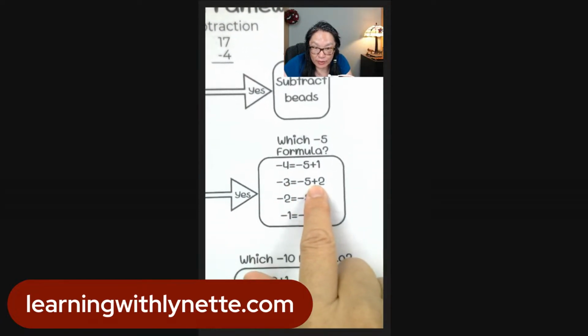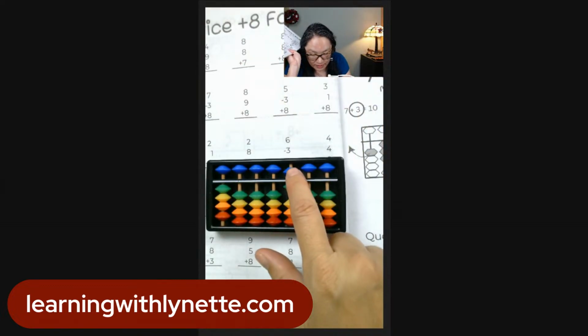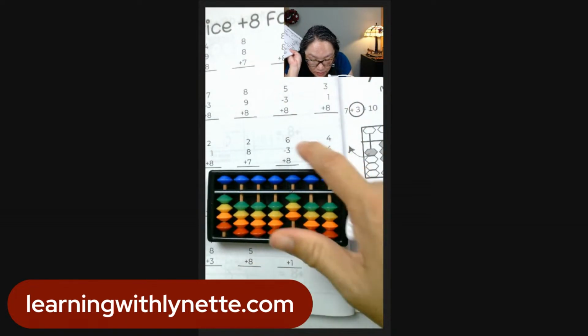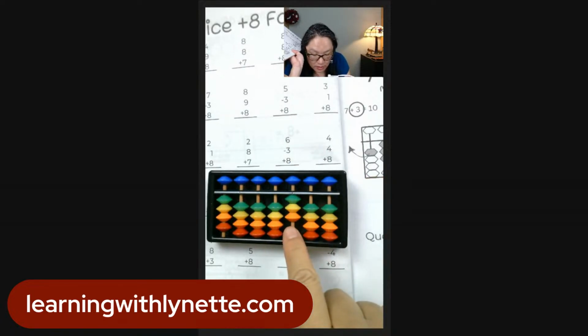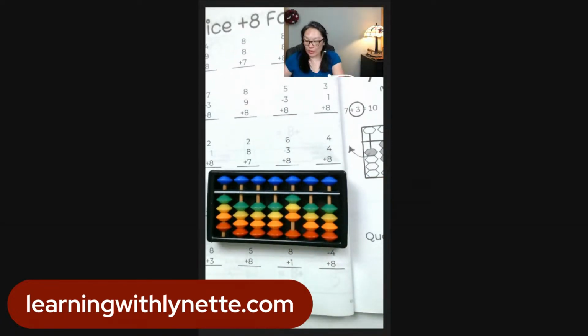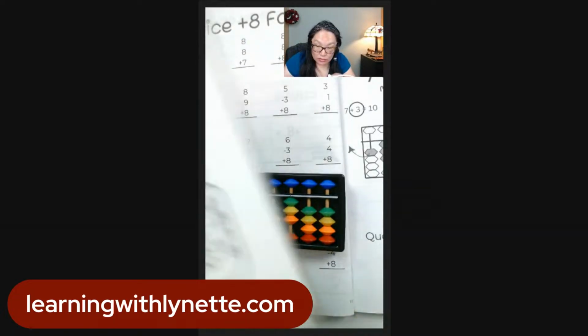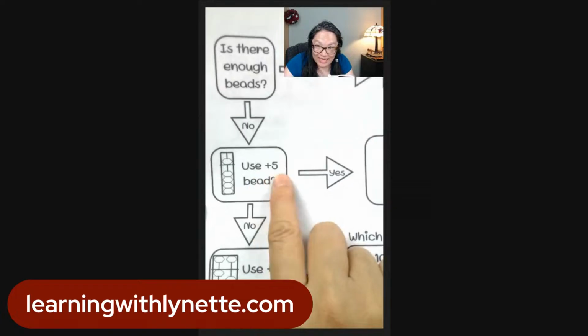Minus the 5 plus the 2. And then plus 8. You need to add the 8. Can you add the 8? Is there enough to add the 8? No. So we're adding the 8.